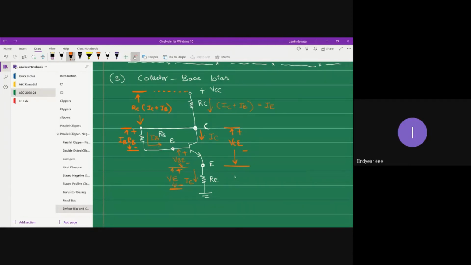Till here, let me draw. Okay, and this is your VE. Which is true for the input circuit as well, right? On the input circuit also, I have marked VE. That's okay, right?